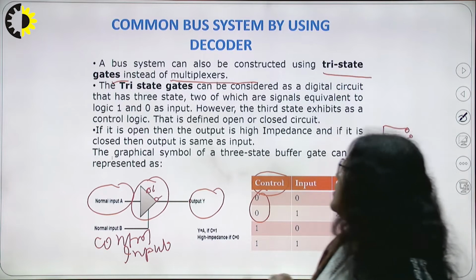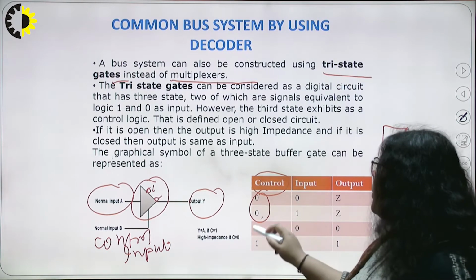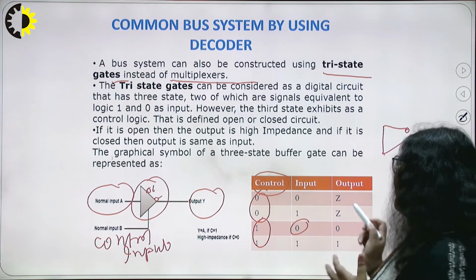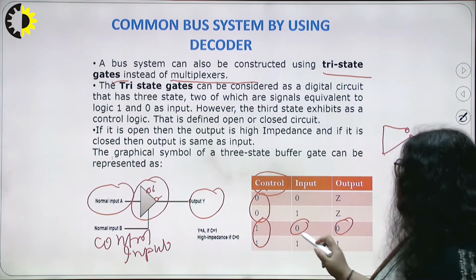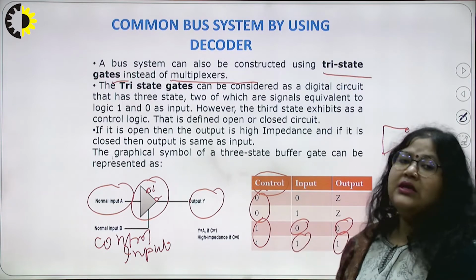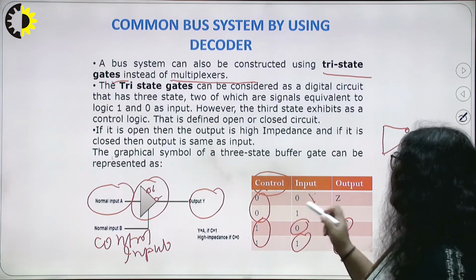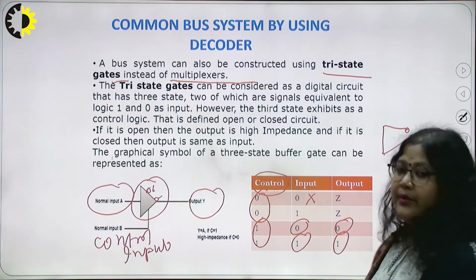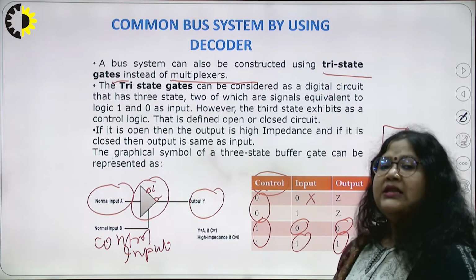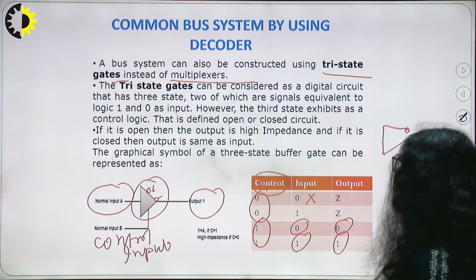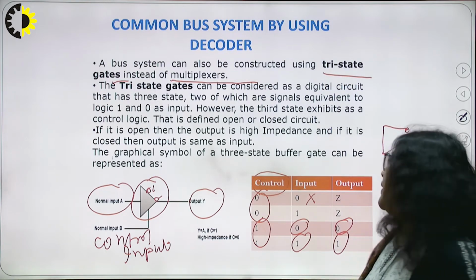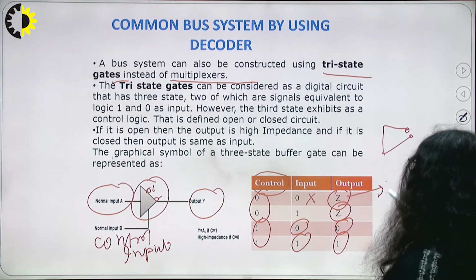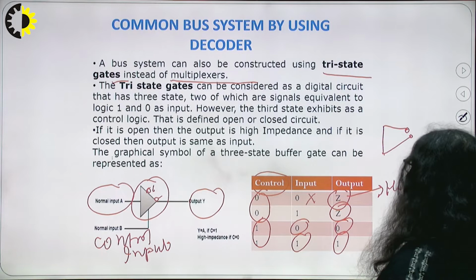Okay. So when the control is high, when the input is 0, the output receives 0. When the input is 1, the output is 1. But when the control is 0, whether the input is 0 or 1, it is x, basically x is either 0 or 1 because there is a single input. So with a single input, the possibilities are 0 or 1. In that case, the output receives Z. Z means high impedance.